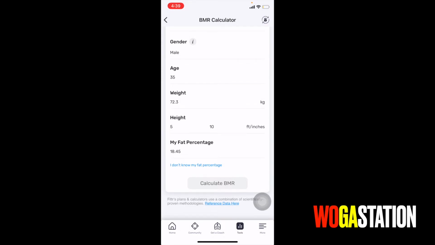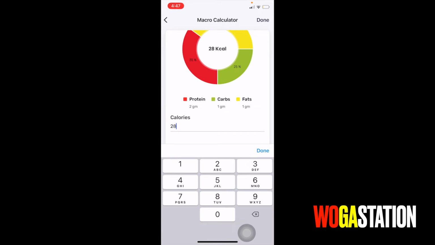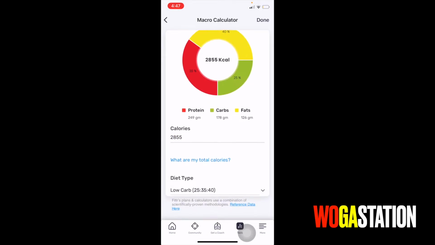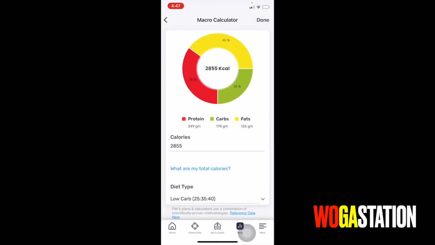Now we've understood the body fat, we've understood the BMR. Now the third most important thing for us to understand is the macro calculator. The next 2 weeks, our goal is to gain weight. So I'm going to increase my calorie intake by 200. So that makes it 2855. And I'm going to stay on a low carb diet. So this is what I need to consume on a daily basis to gain healthy weight.